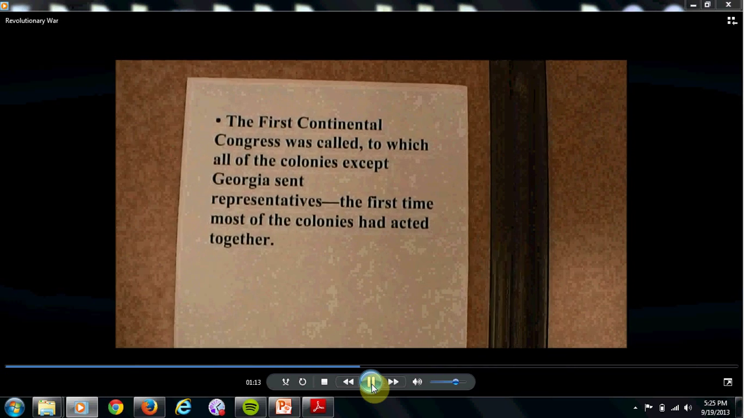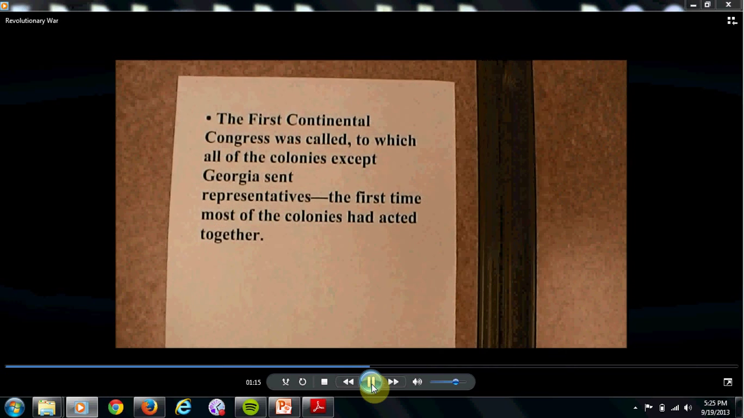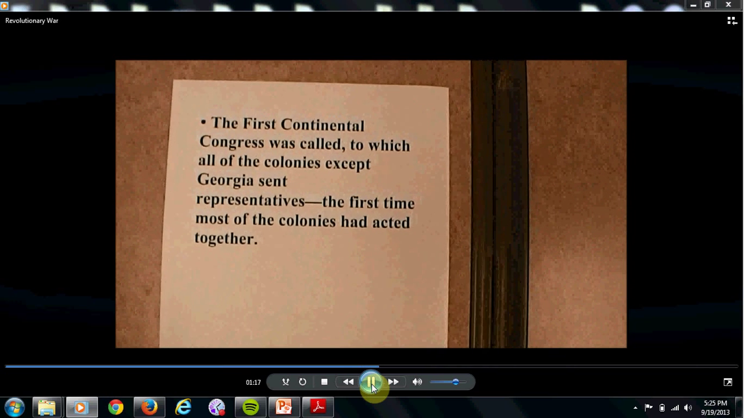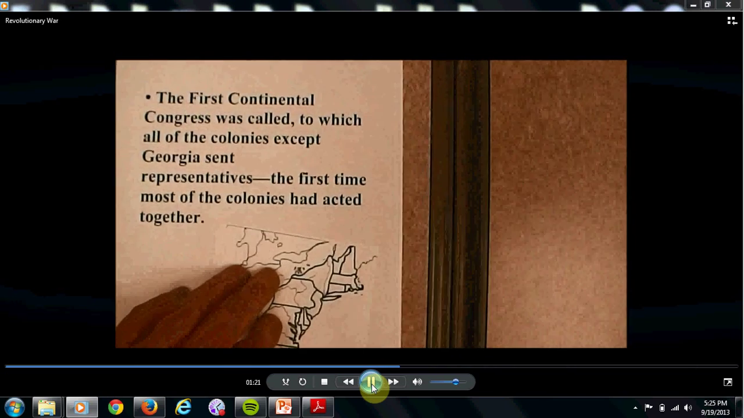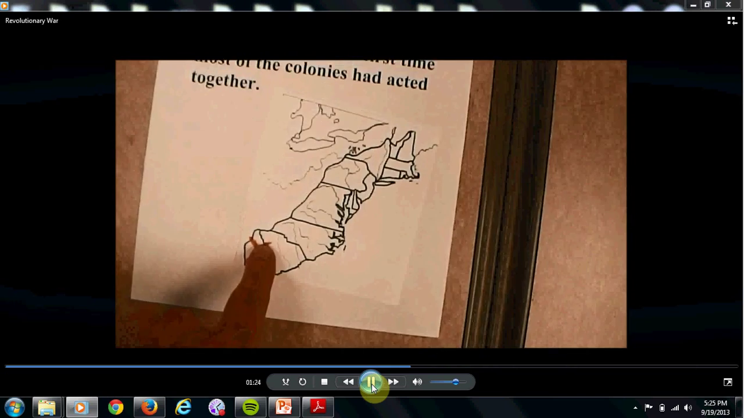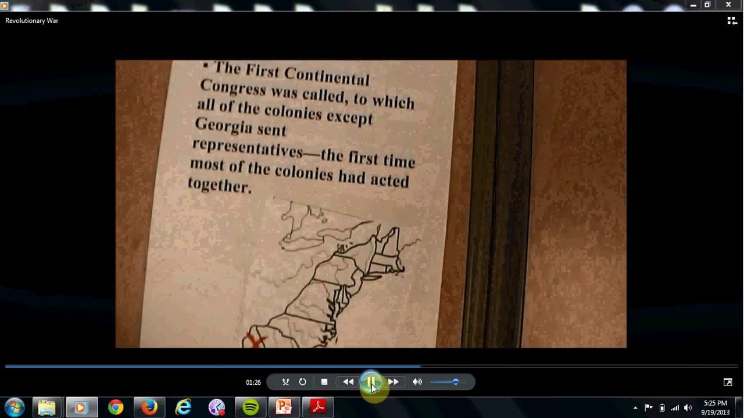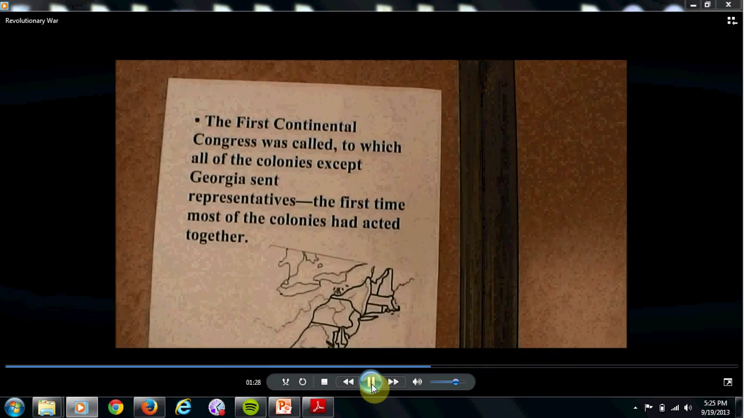But they respond to that punishment by holding a meeting, the First Continental Congress, to which all of the colonies showed up. Oh, wait a minute. Not all the colonies showed up. Georgia didn't send anybody. Well, they did, but they actually got stuck in the mud in a rainstorm, so they never made it. But this is the first time the colonies act together, like the United States almost.